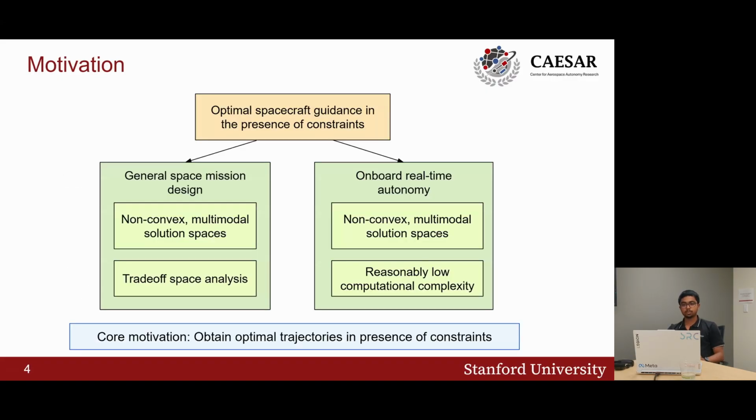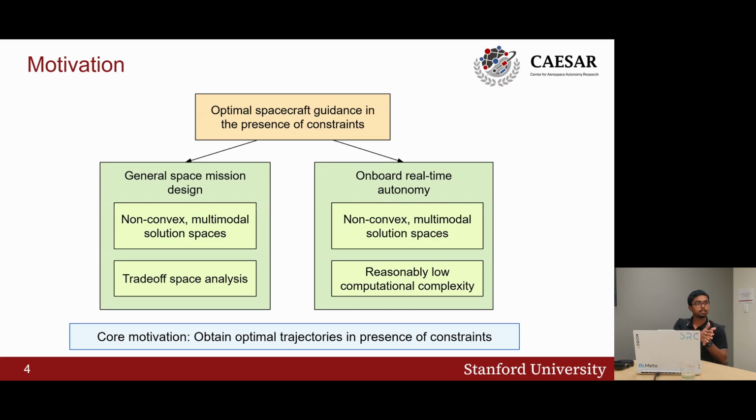So we essentially want good spacecraft guidance in the presence of a lot of constraints. You have a lot of operational constraints, you have passive safety constraints, and so forth. We need this for two objectives: general mission design, and onboard autonomy. These are the two things that we are targeting. The common thing between both of them is that the solution space is highly non-convex, with a lot of multimodal solution spaces.